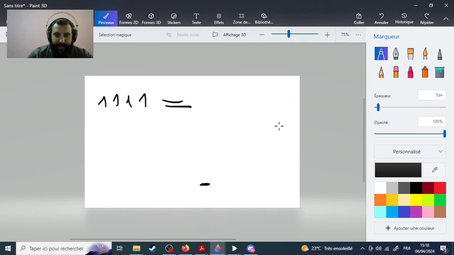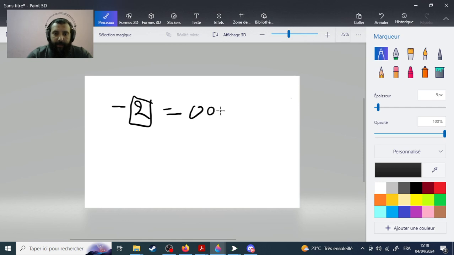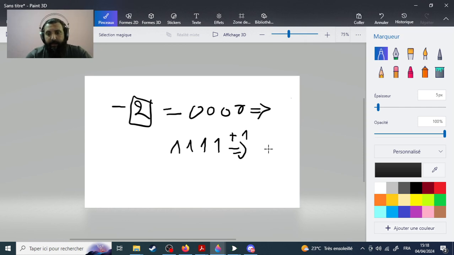If you have a decimal value like this, you have to write the positive value in binary format. Next you have to reverse it, and next you have to add +1 to get the final value. Anyway, I didn't process the example correctly, but you have to do those steps.